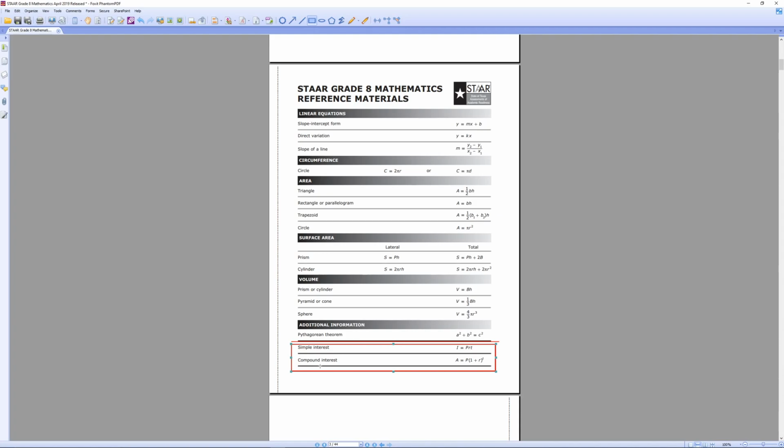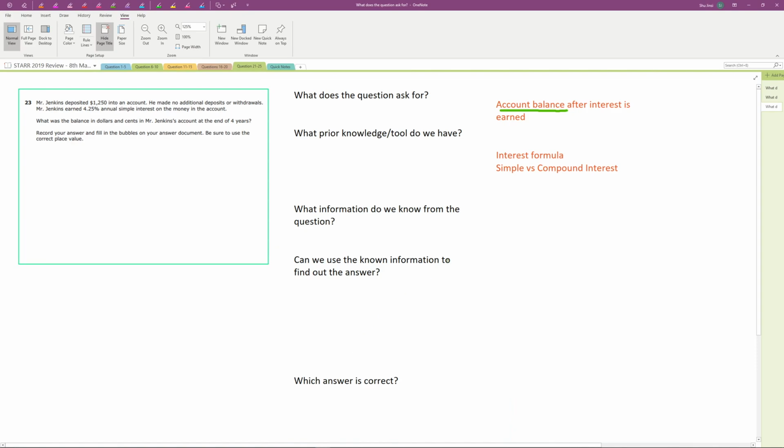To go ahead, we will need to determine whether we are using the simple interest or compound interest formula for this problem. So let's read the question again. And we will find out Mr. Jenkins is earning 4.25% annual simple interest. So this question is about simple interest, and we are going to use the formula for simple interest.